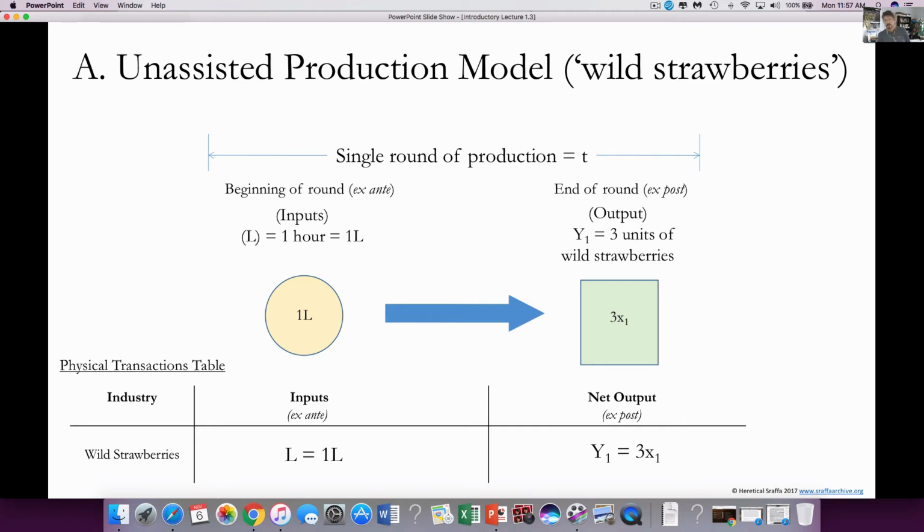We have a physical transactions table where we're going to put the physical relationship between the living labor added and the resultant net output together. Okay, read Passanetti's lecture on the theory of production, where he goes through and does the physical transactions table, the value input output table. This is the referent that I'm using here.